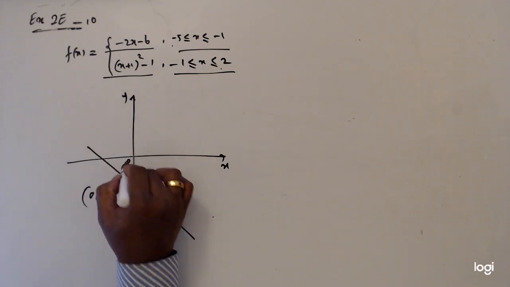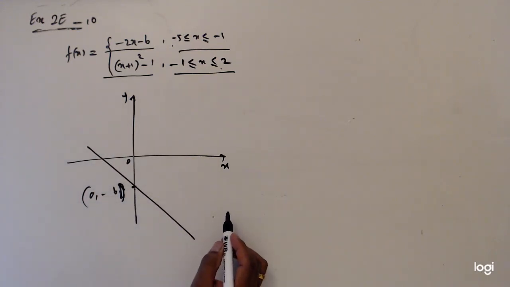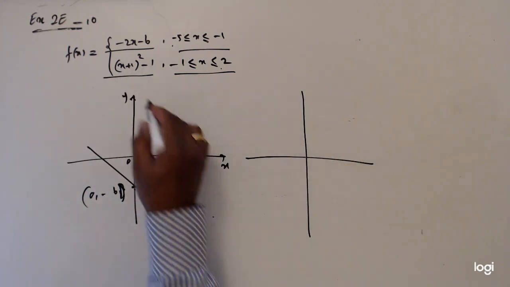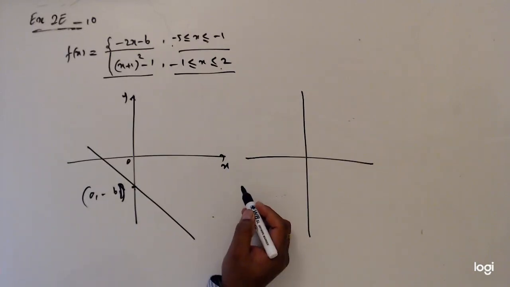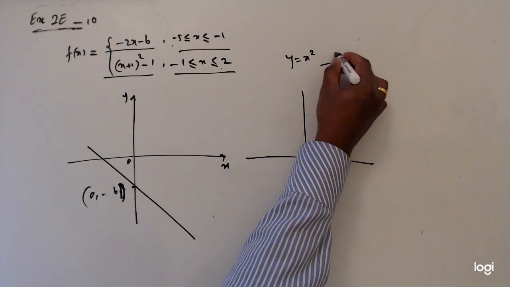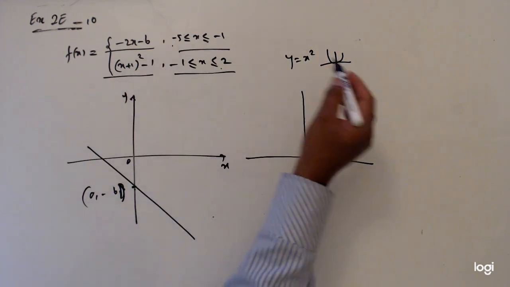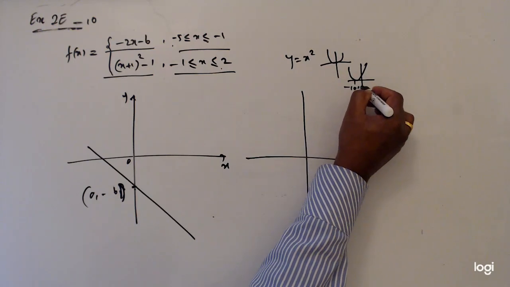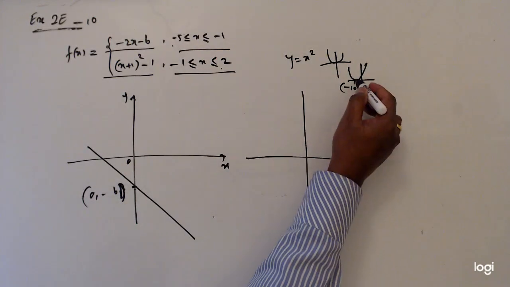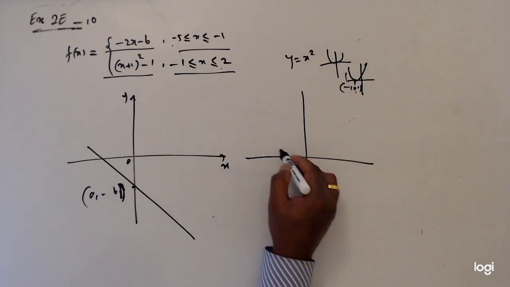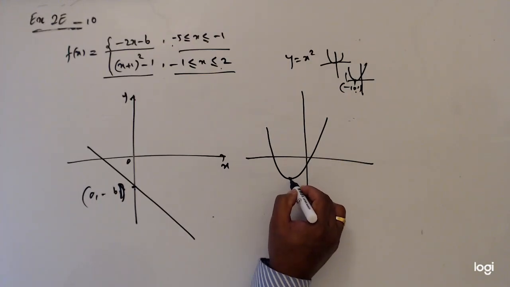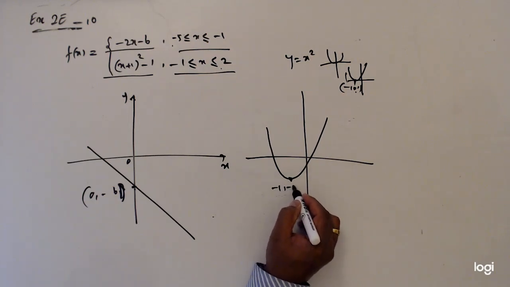This is x and this is y. And this graph, we know y equal x squared. Then (x plus 1) squared. It means we want to bring this, this is minus 1, 0. And then we want to bring 1 down. So basically, this kind of graph I am expecting. This is minus 1, minus 1.